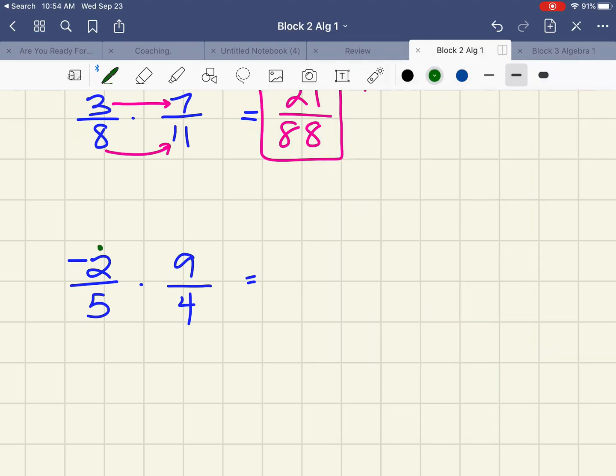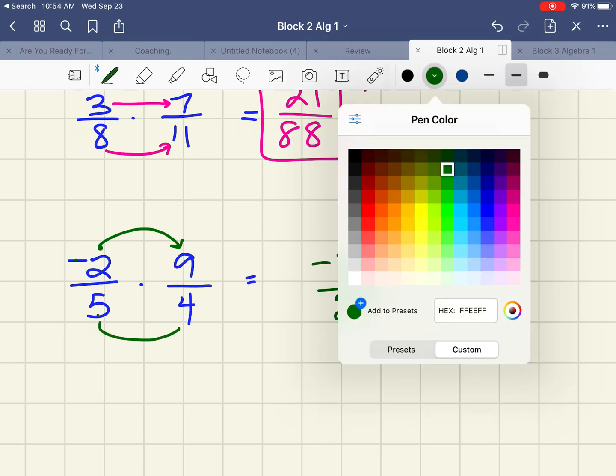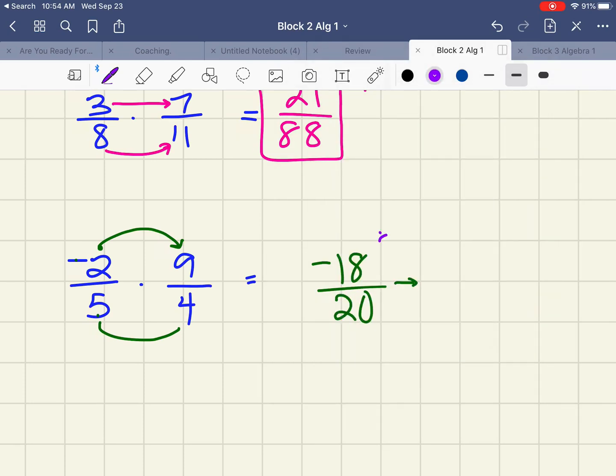So if I did negative 2 times positive 9, well, the number part is 18, and the sign is negative because there's one negative in that multiplication. And then the bottom number, the denominator, is 5 times 4, which is 20. And I noticed that these two numbers have a common factor of 2. So if I divide the top by 2 and I divide the bottom by 2, I will get negative 9 over 10 as my final answer.